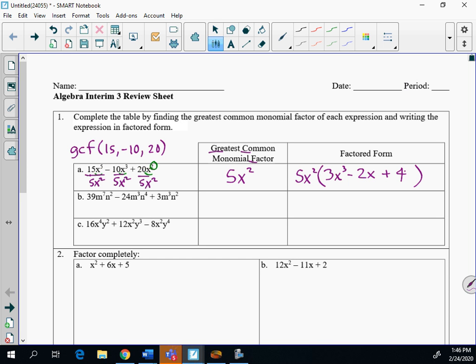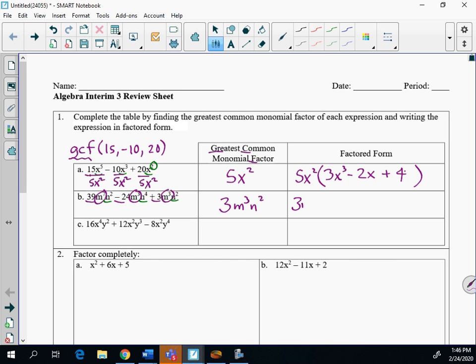Let's look at the next one. This time we have 39, -24, and 3. So again, use Desmos to find your GCF, and you should get 3. Then we look at the m's, and the smallest is m cubed. And we look at the n's, and the smallest is n squared.